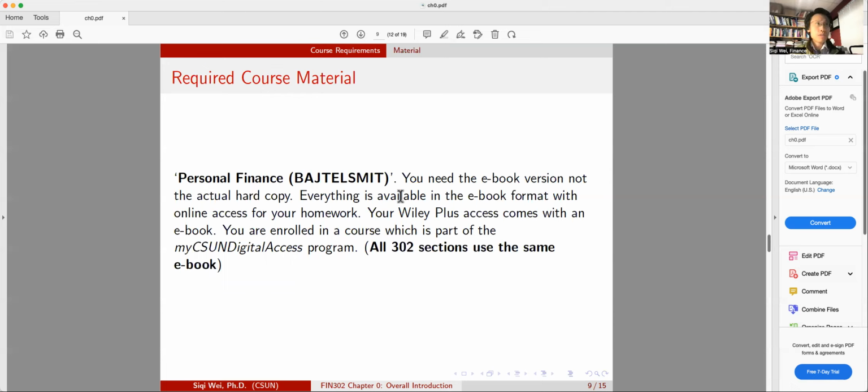For the required course material, we are going to use this personal finance textbook. You don't need to get a hard copy. We are going to use the ebook version with a discounted price. Believe me, that's the best deal I can offer. I think all the 302 sections use the same ebook. Again, it's required. You don't need to get a hard copy, but we are going to use the online version. Okay, so it's going to be automatically deducted from your Bursar account.